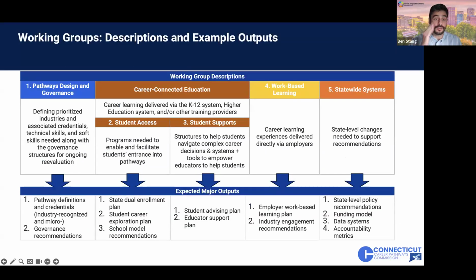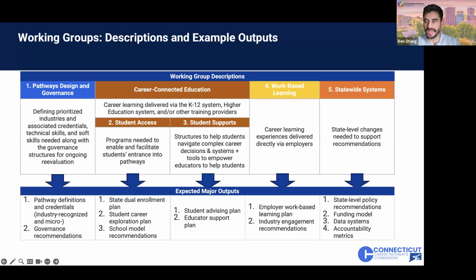So this is how the commission is organized into 4 different working groups. The first one being Pathways, Design, and Governance. So really setting the stage for the entire commission and the work that will be happening over the next few months. We're in the Career Connected Education Working Group. There's just so much happening here that it's split into 2 pillars. We're the Student Access Group. So really looking into what are the programs needed to enable, facilitate students' entrance into pathways.